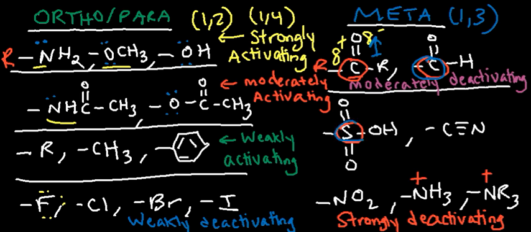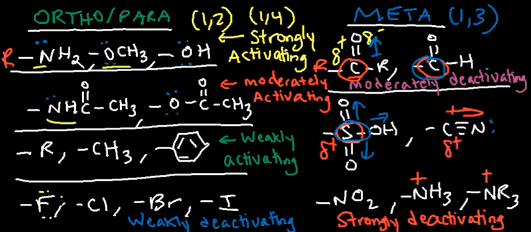Now, these groups are strongly deactivating. If you look at the sulfur, it's being pulled by three oxygen atoms, so it has a very powerful partial positive charge. Same thing with the nitrile. This carbon is being pulled by the nitrogen. The nitrogen pulls the electrons toward itself, leaving a partial positive charge on the carbon atom.